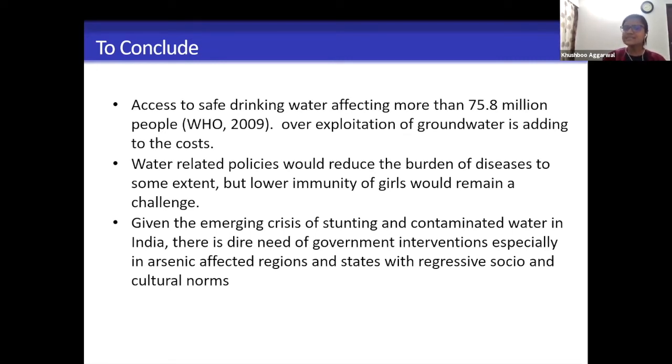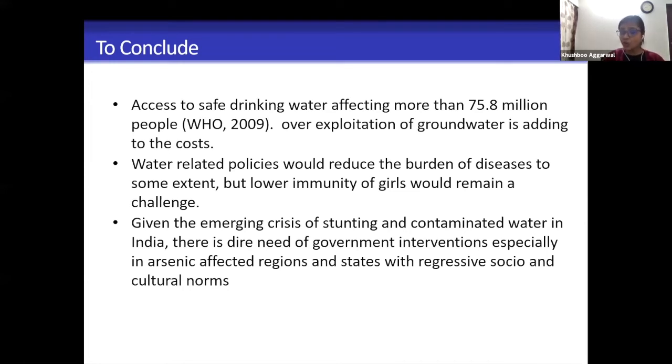Now, there have been several water-related policies which have tried to reduce the burden of diseases, but still the lower immunity of the girls would remain a challenge. The recent statistics issued by NFHS 5 show that there is an emerging crisis of stunting, and there is an issue of contaminated water.